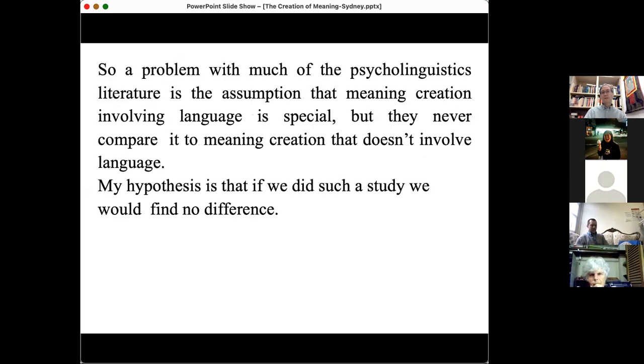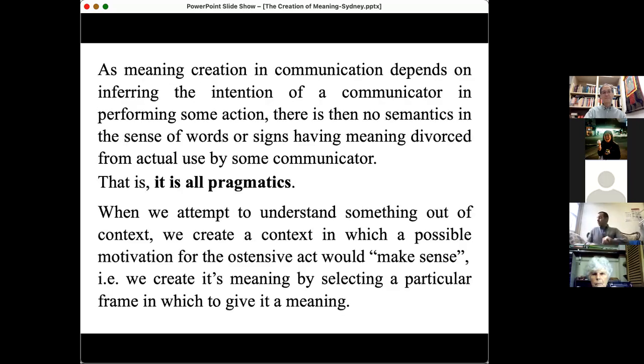A problem with much of the psycholinguistics literature is the assumption that meaning creation involving language is special, but they never compare it to meaning creation that doesn't involve language. My hypothesis is that if we did such a study, we would find no difference. And I did apply for funding three times, to do imaging studies. I was working with a neurological specialist in Canada to try to look at how abduction works in the brain, comparing linguistic and non-linguistic abduction. But unfortunately, I never got the funding.